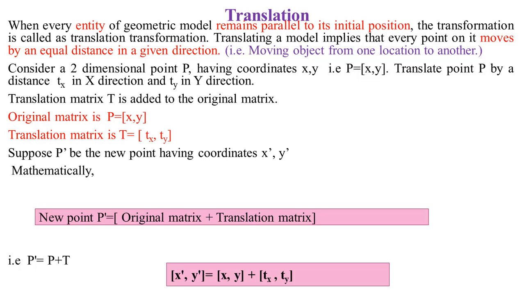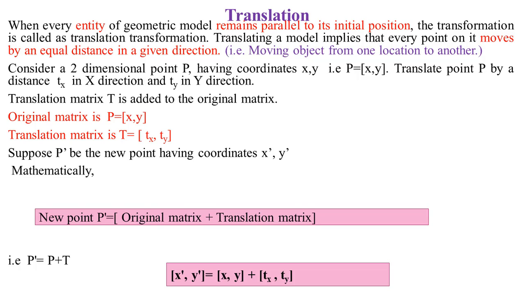So, for better understanding purpose, we will consider a two-dimensional point having coordinates x, y. Okay, so therefore P is equal to x, y. So translate point P by distance Tx in x direction and Ty in y direction. So translation matrix T is added to the original matrix. So original matrix P is equal to x, y. Translation matrix T is equal to Tx and Ty.